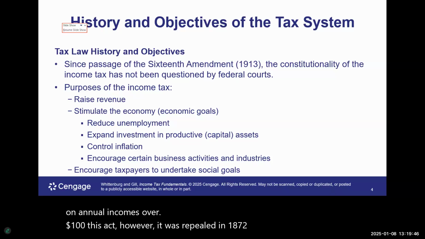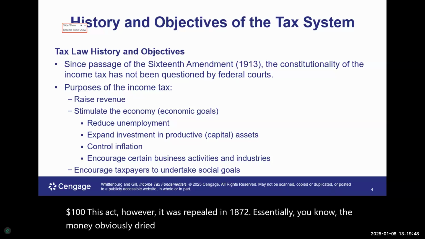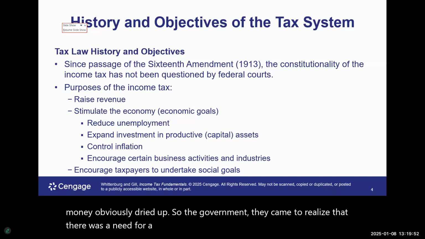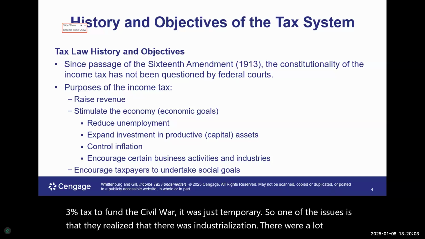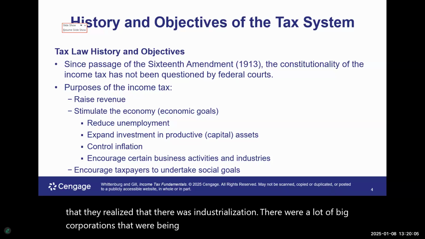Essentially, the money dried up. So the government came to realize that there was a need for a permanent income tax because, as mentioned, that 3% tax to fund the Civil War was just temporary. One of the issues is that they realized that there was industrialization. There were a lot of big corporations being built up, and there was wealth inequality.